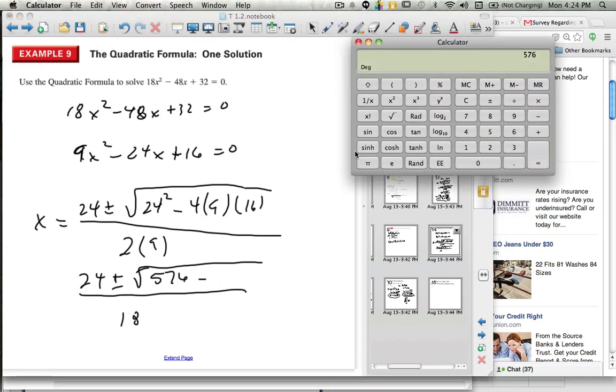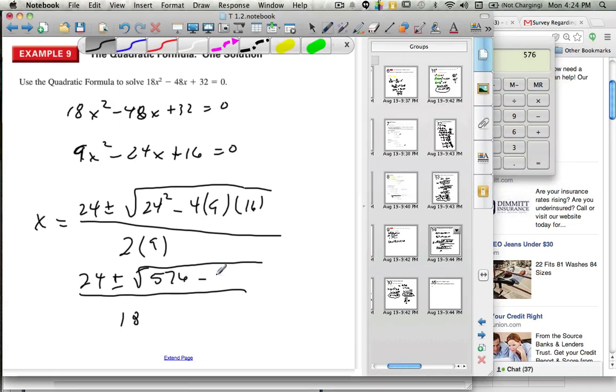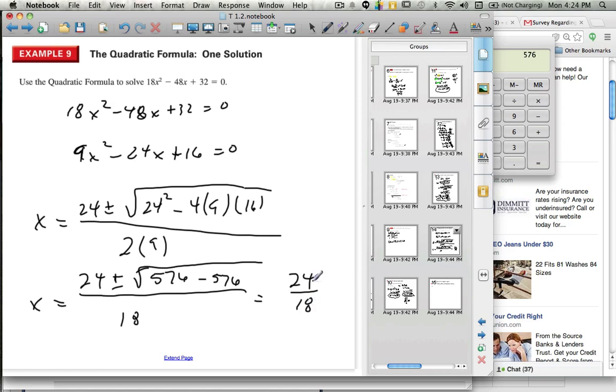And if I go back to my calculator and I have 4 times 9 times 16, 4 times 9 times 16 is also equal to 576. And this is why I have only one solution, is I'm going to have 24 plus and minus 0. Well, 24 plus 0 is 24, and 24 minus 0 is 24. So I just ended up with 24/18, which, by factoring a 6 out of each of these things, can end up as 4/3. Right, and that's my solution.